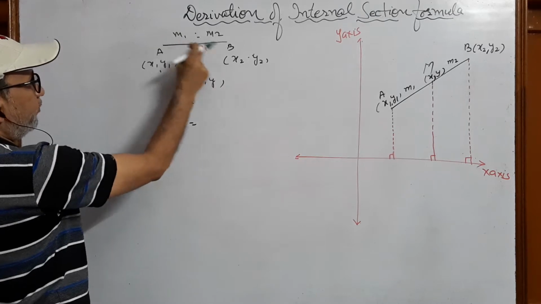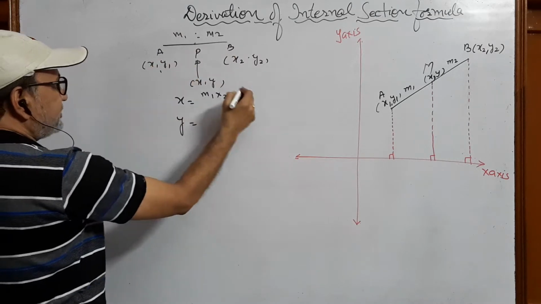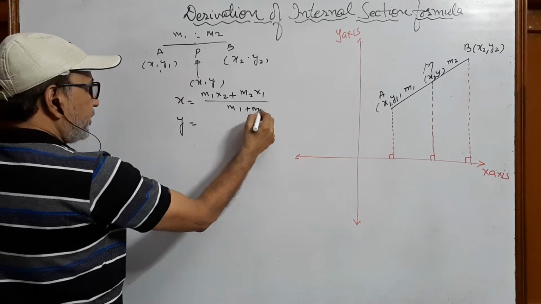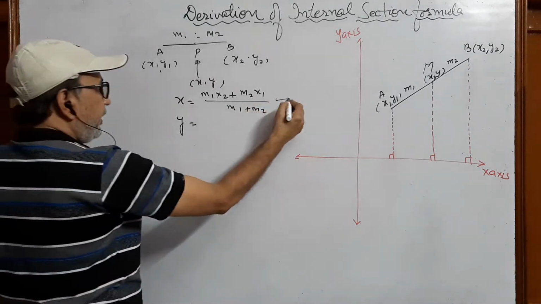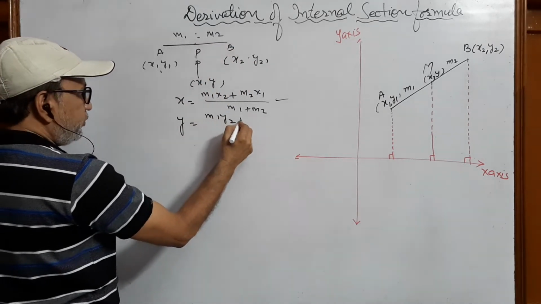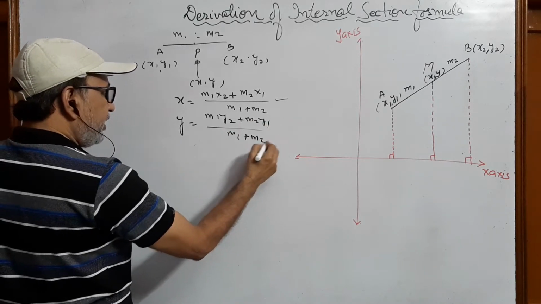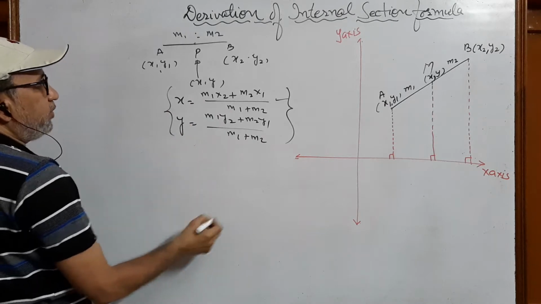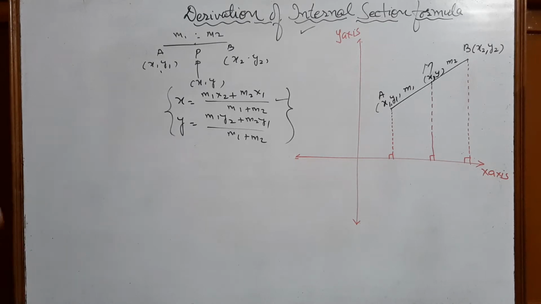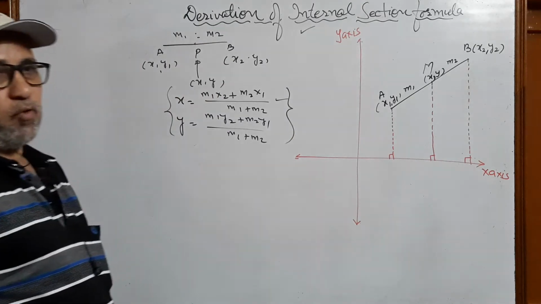This is very simple. x equals m1 x2 plus m2 x1, right? Upon m1 plus m2. And y is just the same: m1 y2 plus m2 y1 upon m1 plus m2. This is known as your section formula, that is internal, right? It means point P lies inside AB. Okay, if it lies outside, then we simply say the external section formula.